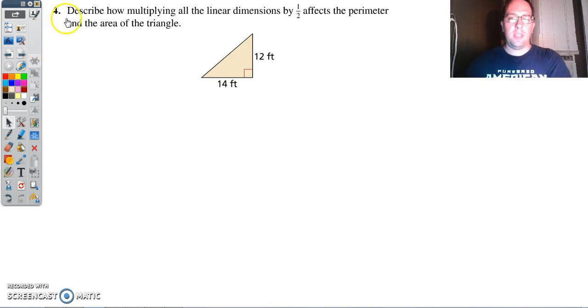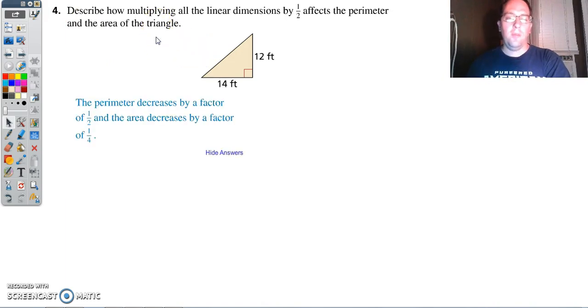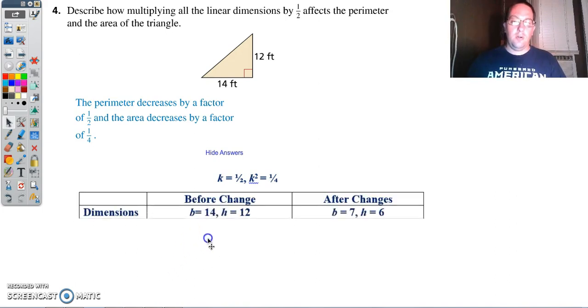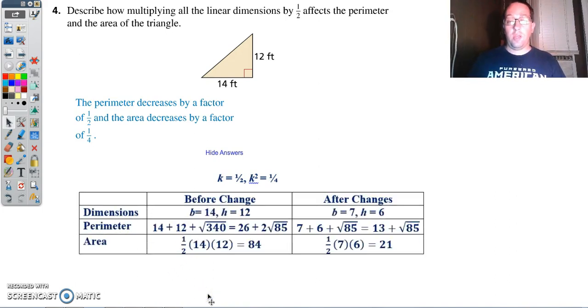All right, let's see how you did. You paused it, you worked it out, and hopefully you said that the perimeter is going to decrease by a factor of 1/2 because we're multiplying everything by 1/2, and the area is going to decrease by a factor of 1/4 because we're multiplying everything by 1/4. And so its area, it's k squared. 1/2 times 1/2, half of a half is 1/4. If that's not what you get, or you don't believe me, that's what you should have had. k is 1/2. k squared is 1/4. So this is for perimeter. That's for area.